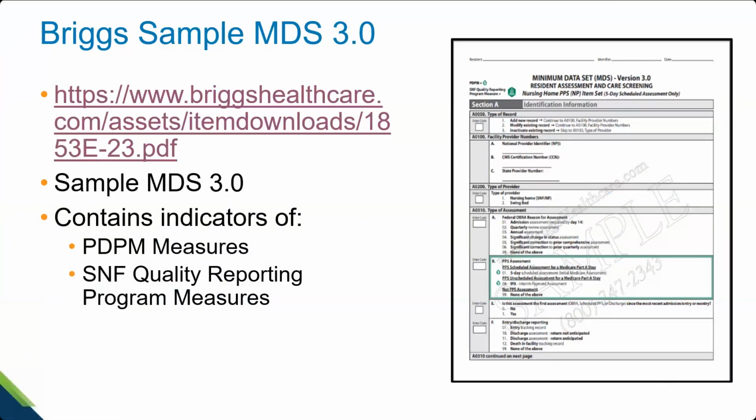On the screen, and if you're following along with the slide deck, we've provided a link to the Briggs Sample MDS 3.0. I like to use this sample in training because they've highlighted areas in which there are Medicare indications, which makes it really easy for you to see which areas affect Medicare. I'm going to use the link on the slide and go out and show you their sample.